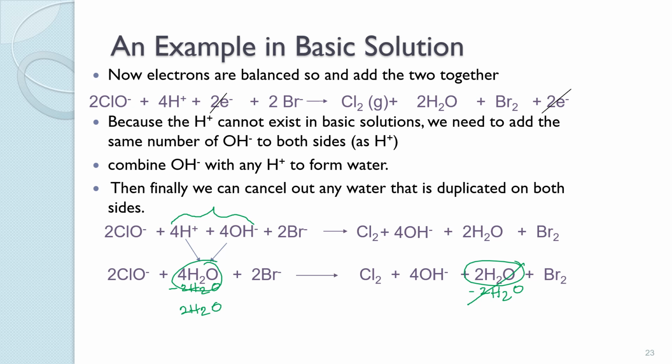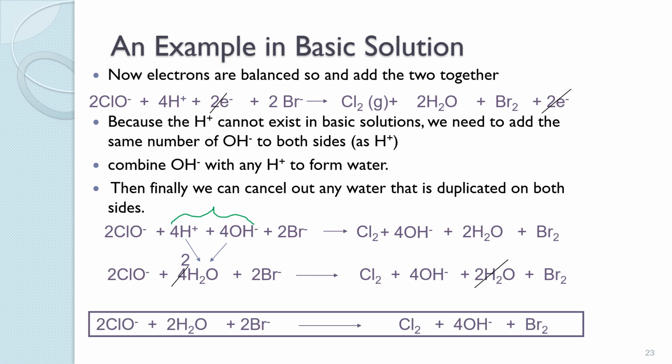Let me erase that so you can see. Again, we're just going to subtract 2 H2Os from both sides. If you subtract 2 from the right, they cancel out. If you subtract 2 from the left, you'll have 2 left over. And so now that's my balanced equation. Since we have a basic solution, the OH negatives are fine. So that's an example in basic solution.